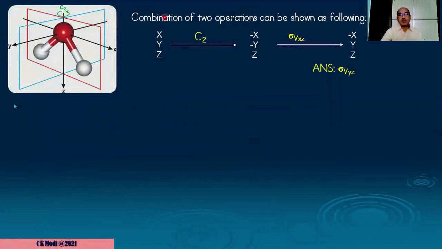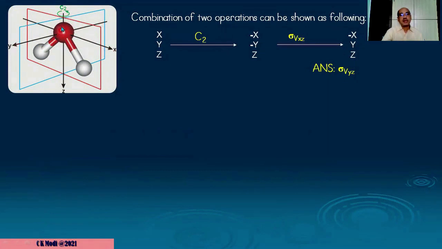Now, in the same way, the combination of two operations. If I perform two operations simultaneously, C2 followed by sigma v xz, what is my final answer? For example, these are the x, y, z Cartesian coordinates. Now if I perform C2, where is my C2? This is C2.